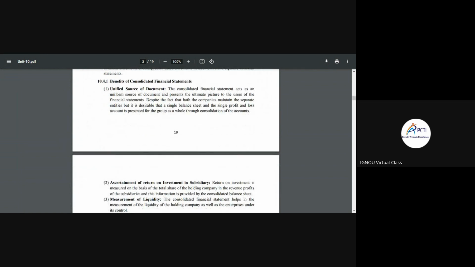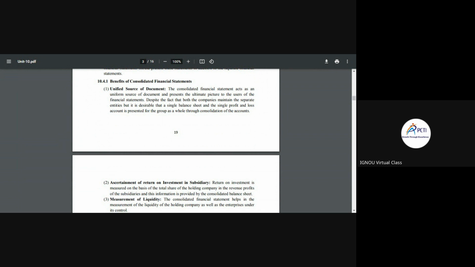First one is unified source of document. If we are talking about the consolidated financial statement, it is a uniform source of document which we can present to show the ultimate picture to the user about the financial statement. Both the companies are actually separate entities, so they also make their separate accounts, but in the end they consolidate their accounts and make a single balance sheet and a single profit and loss account which represents the group as a whole through consolidation of the accounts.